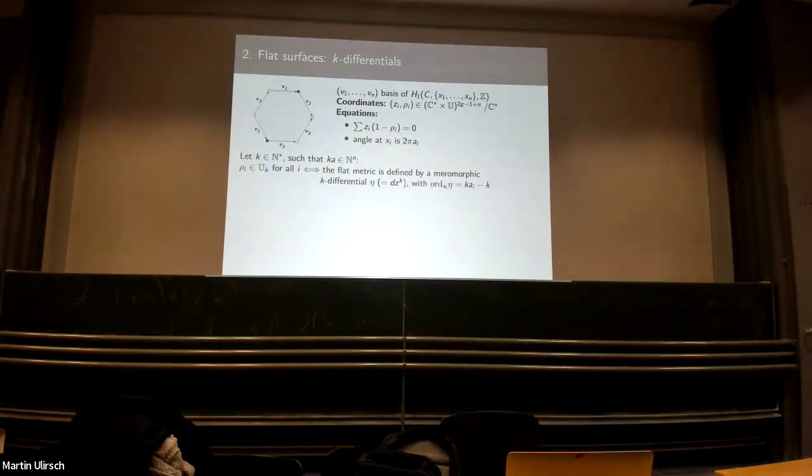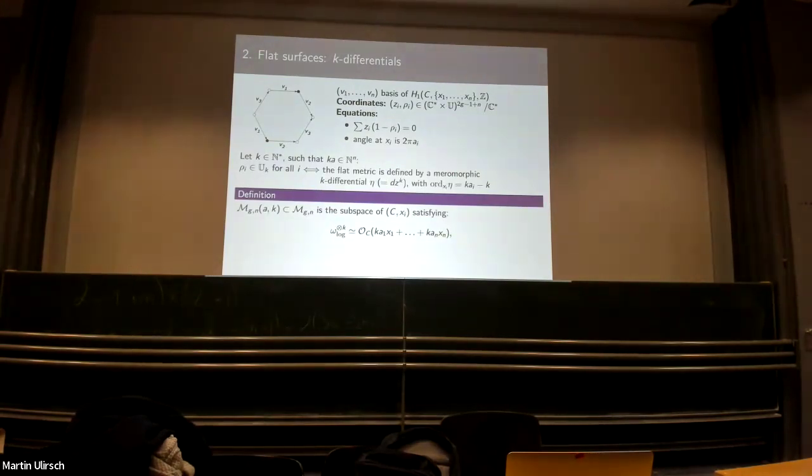And you can compute the singularities of this meromorphic k-form. It will have singularities only at the markings. Outside the markings it is just a regular k-differential, and the singularity will be exactly determined by the conical angle. It will be a singularity of order not k a_i, but k a_i minus k.